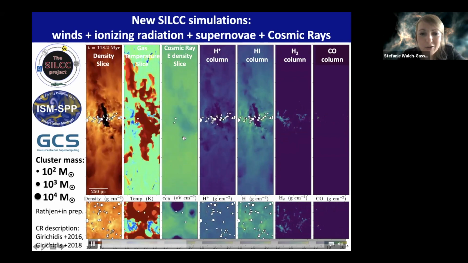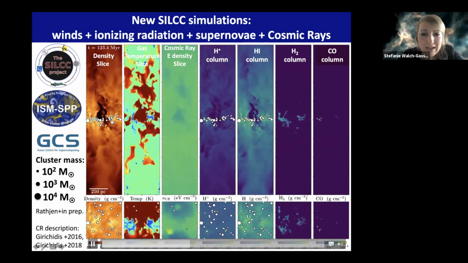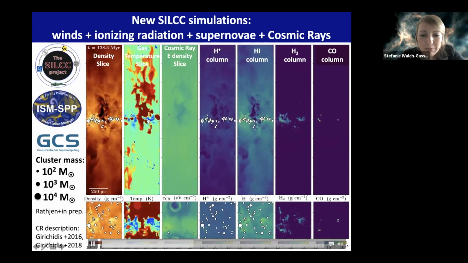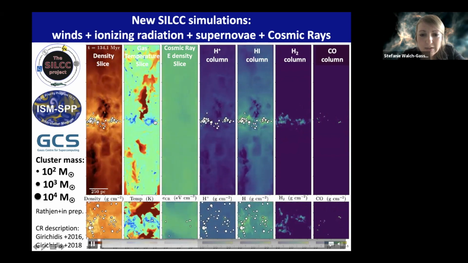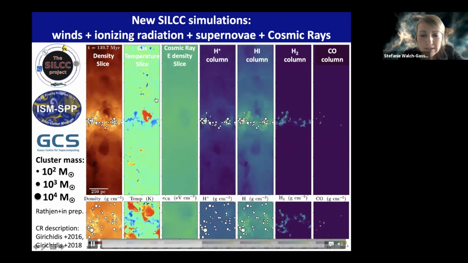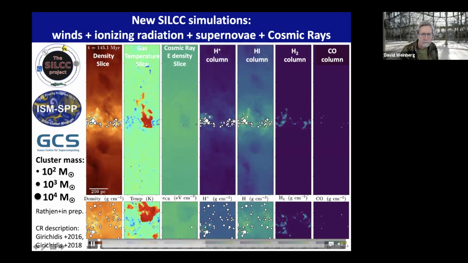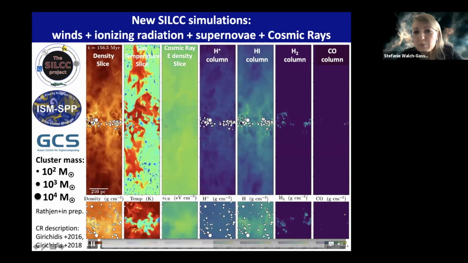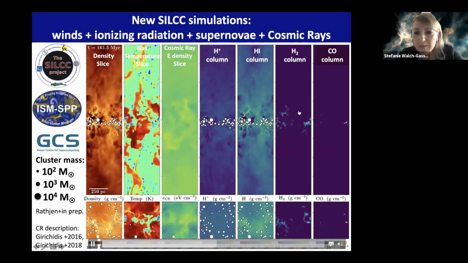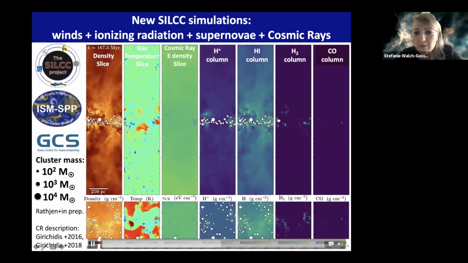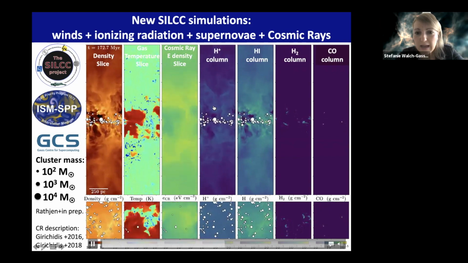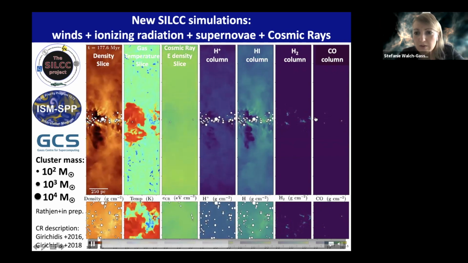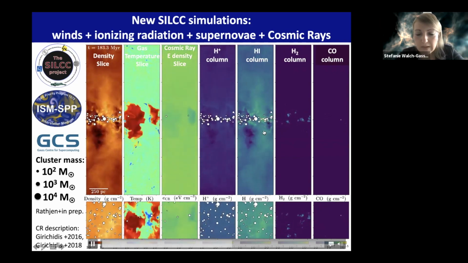You can see here a lot of star clusters forming, and this is a slice of temperature. You can see there's cold gas, but also warm and hot gas. In these simulations, we include a chemistry network, which is quite simple, but it allows us to follow the different phases of hydrogen, so molecular, atomic, and ionized hydrogen. And we also form CO.